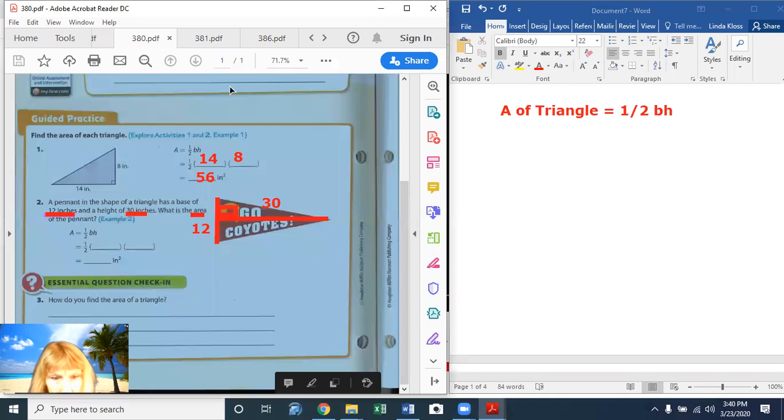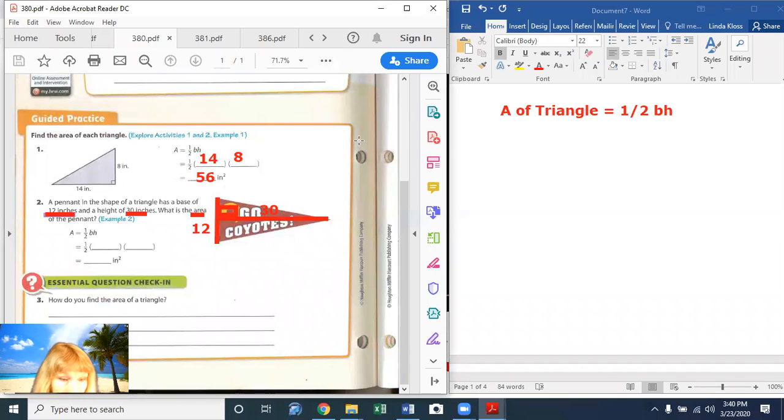And move it down a little bit. There. Okay. So now we just plug into our formula. So we have 1/2 is already there for us. So we put our base in, 12.